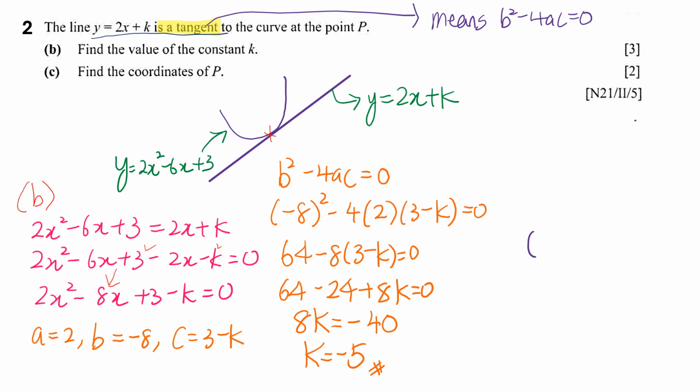So how about part C? We're asked to find the coordinates of P. Alright, so after finding the value of k, what do you do with it? Yes. Okay, we substitute k equals negative 5 into this equation. Because this equation is the one we get by equating the curve to the tangent line, and that will help us to find the intersecting point.